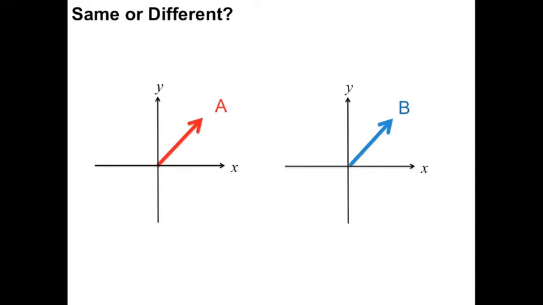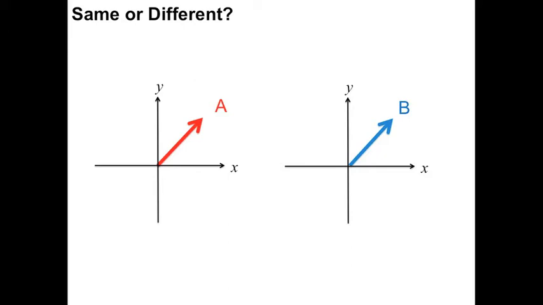Now I would like to play a game that I like to call Same or Different. This is your opportunity to look at 2 different vectors. And if you understand vectors, you should be able to describe whether these vectors are the same or different. On the left, I have a vector A written in red, and on the right, I have a vector B drawn in blue. So the question for you is, are these vectors the same or are they different?